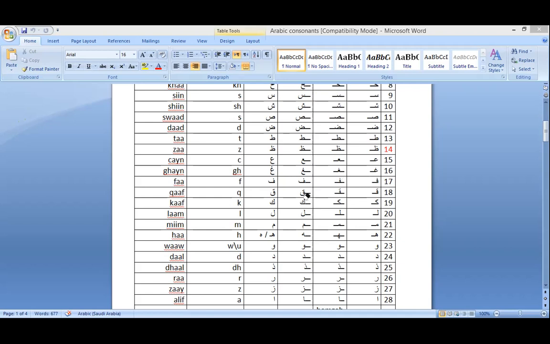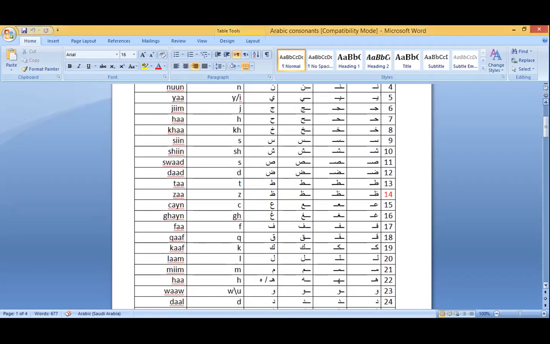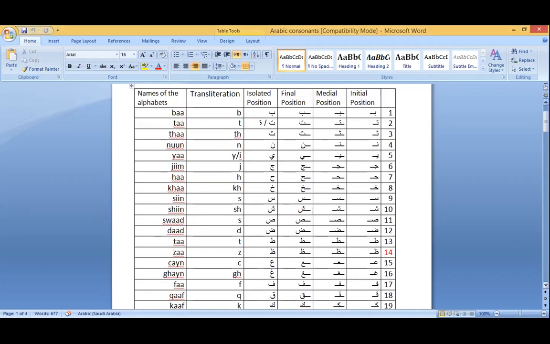So far, we have two letters that change their shapes from initial to middle. That's A and Gha. Good. Now let's look at the last one, the final position of the letters. If you look at group one, we are now comparing initial, middle, and final. If you look at group one, is there a letter that has changed its shape?